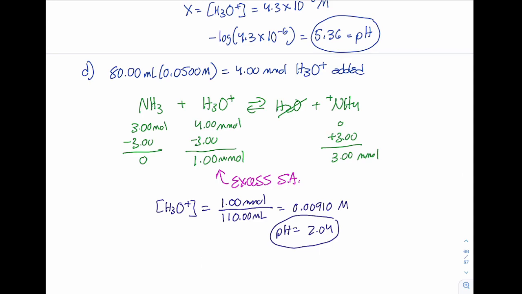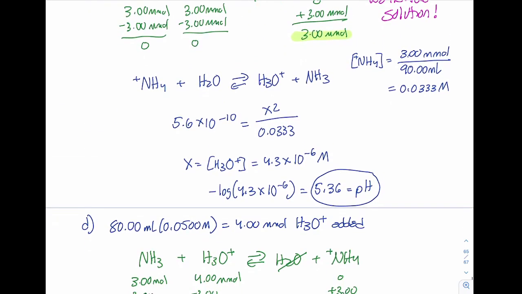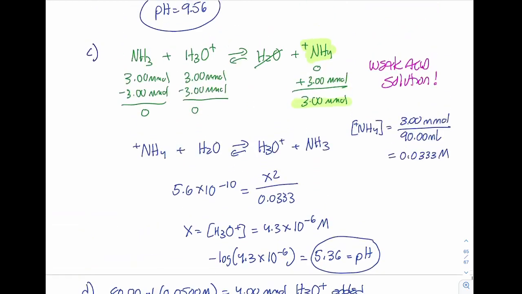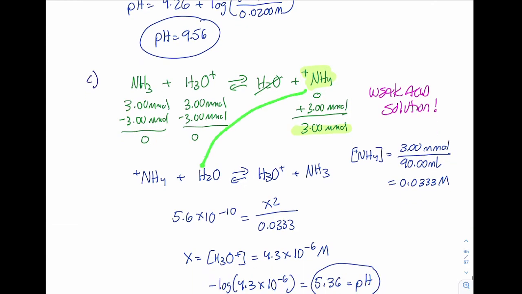So again, we were starting out basic, right? Because we're starting out with a weak base solution. We're adding acid to it, right? Acid is our titrant, and we're becoming more and more acidic as we go. At the equivalence point, right, I do have an acidic pH because the salt produced from my weak base strong acid neutralization reaction, right, the cation of that salt is acidic, right? It does react with water to produce hydronium ions.